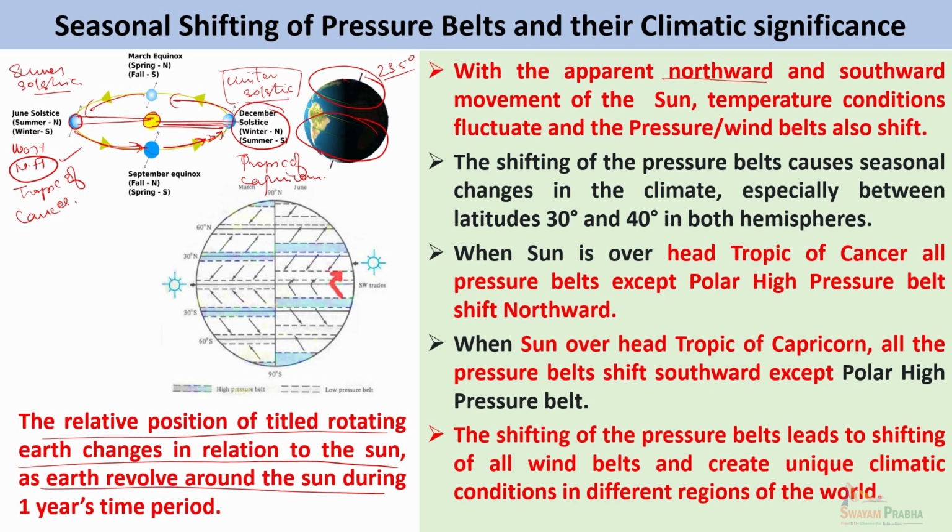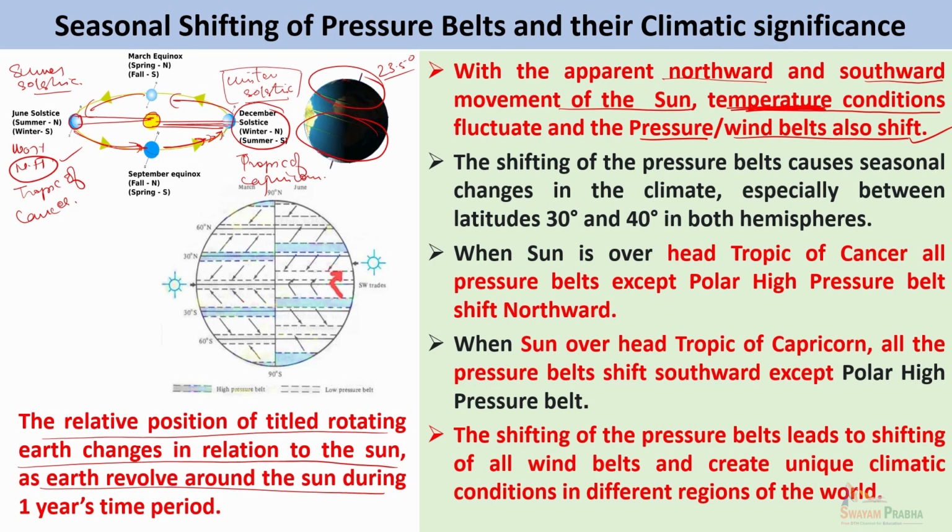But from our perspective of understanding, we use the term northward movement of the Sun when the Sun is overhead the Tropic of Cancer in the northern hemisphere, and we use the term apparent southward movement of the Sun when the Sun is over the Tropic of Capricorn, and there are summers in the southern hemisphere. So with the apparent northward and southward movement of the sun, the temperature conditions in both the hemispheres fluctuate. And along with the fluctuations in the temperature conditions, the pressure and wind belts also tend to shift.